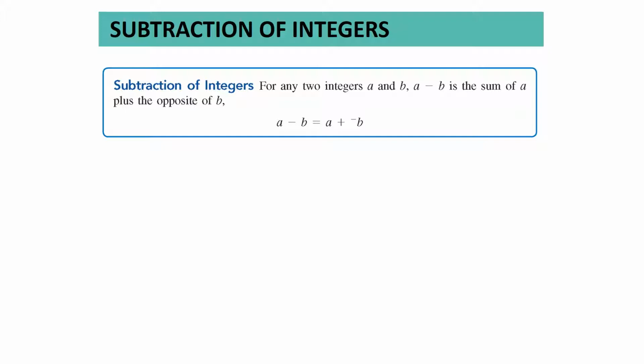Okay, so here's the definition of subtraction for integers. A minus b is the same thing as a plus the opposite of b.